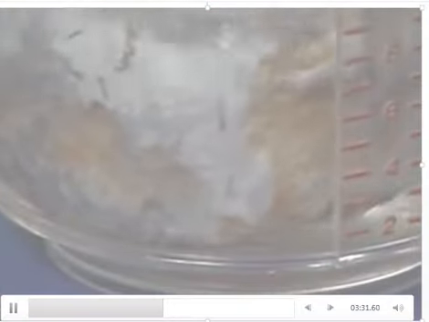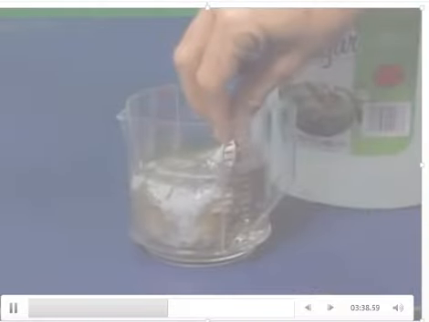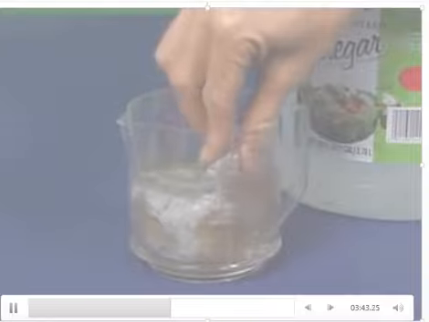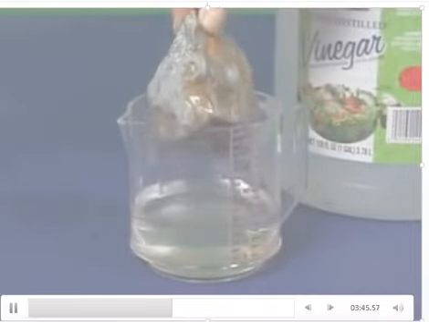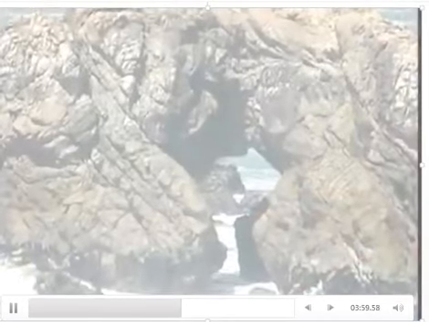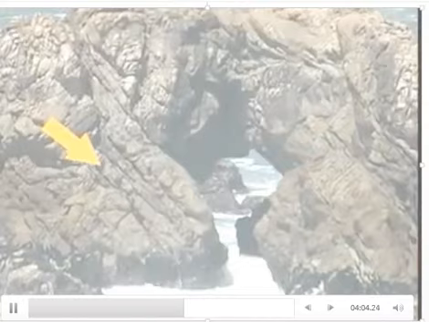After just a few minutes, you can begin to see particles in the water. Let's wait just a little longer. Now look, parts of this soft rock have dissolved. Why did some of the rock wash away here and some of it stay there?